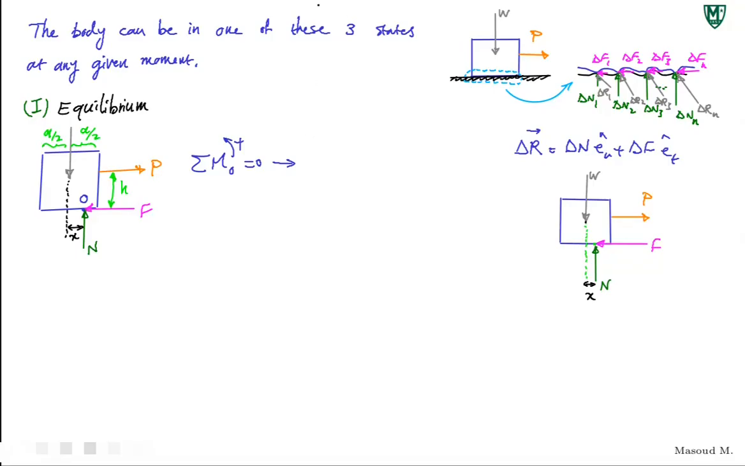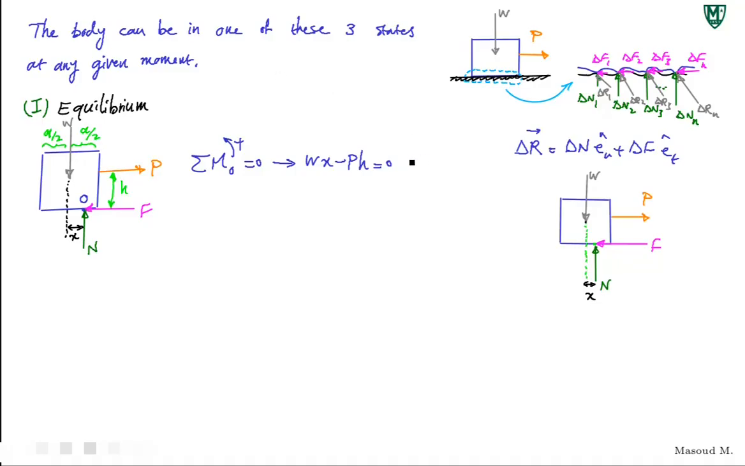If you find the moment about point O, in this case, for instance, F is an unknown passing through O, so you can get rid of that. N passes through point O. You only have W there, and you also have P. So if you just write it, that would be W times x, which is positive, minus P times h, which is negative, is equal to 0. So from there you can actually find x.